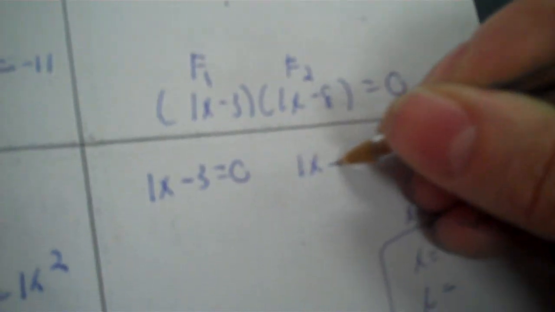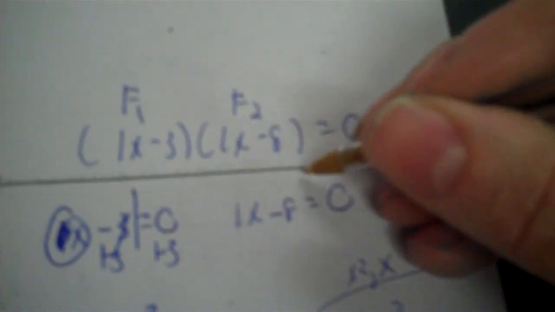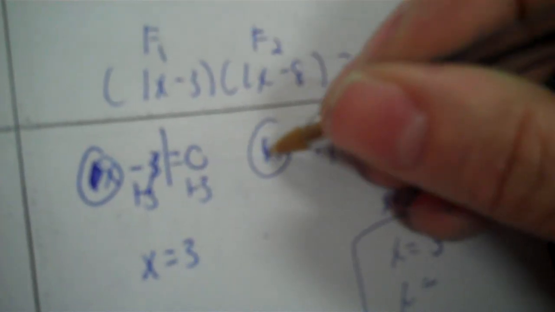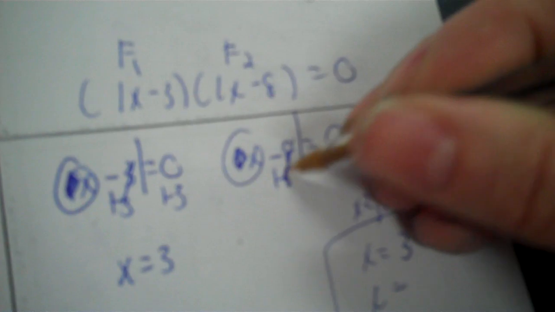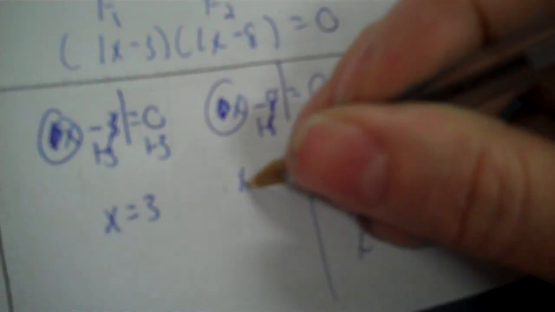So F1, F2. Times, take out your minus 3 with plus 3. You can get rid of the 1 if that's your dot number. X equals 3. Again, you can get rid of the 1 if that's your dot number. Then plus 8, x equals 8. 3 and 8.